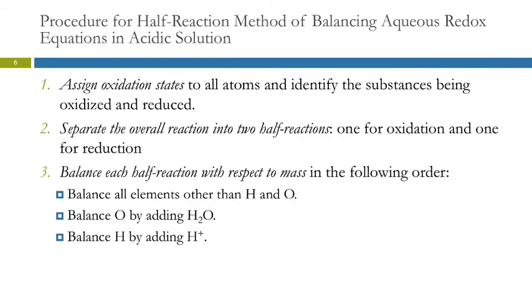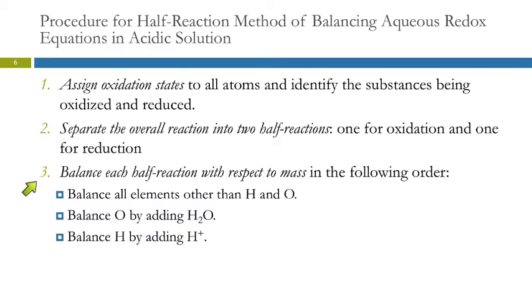So here's the procedure. I'll read through this, and it won't make much sense, and we're going to do a bunch of examples. We recommend that you assign oxidation states and identify what's being oxidized and what's being reduced. It's not actually necessary to do that. Then you separate the overall reaction into 2 half reactions. One will be for oxidation, one will be for reduction. You have to separate it into 2 half reactions. You don't necessarily need to identify which one's the oxidation and which one's the reduction.